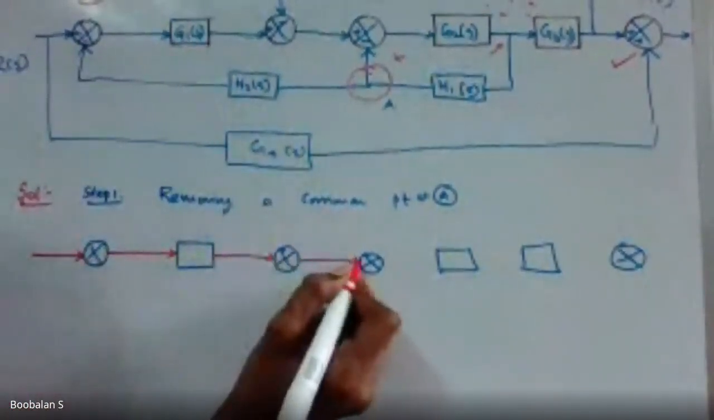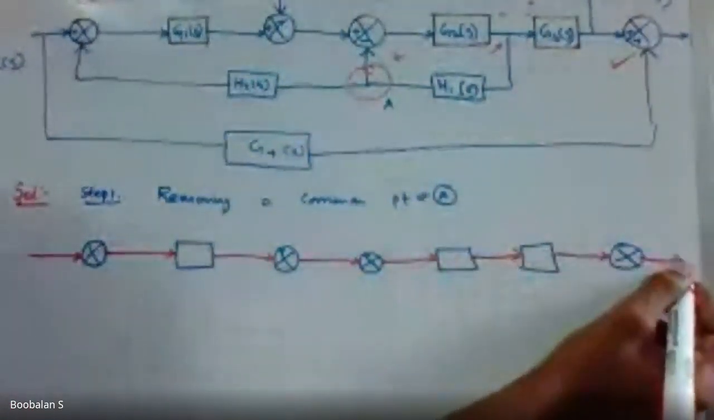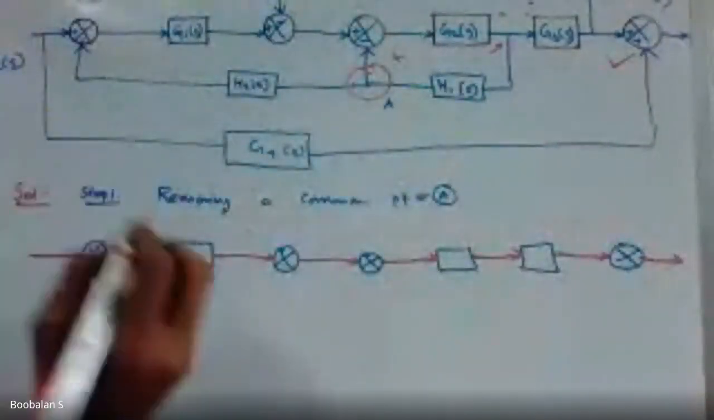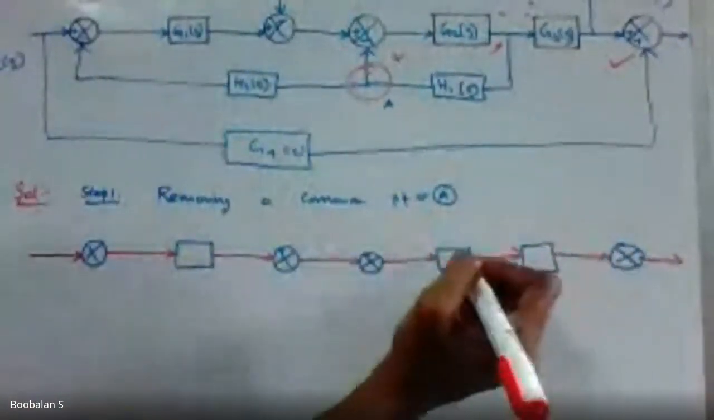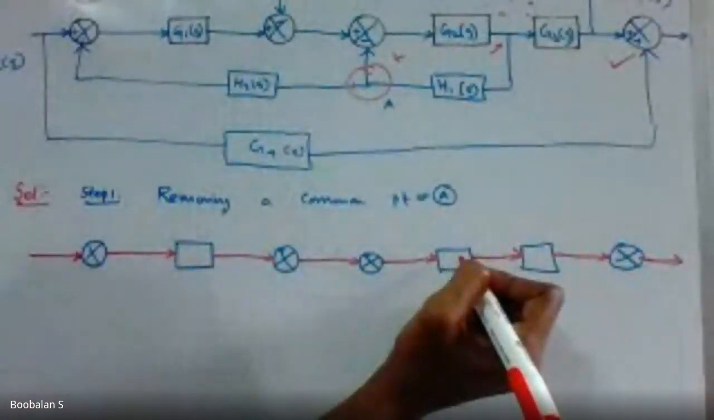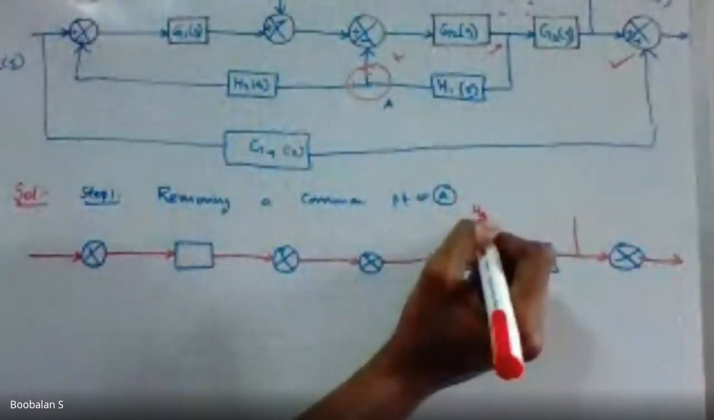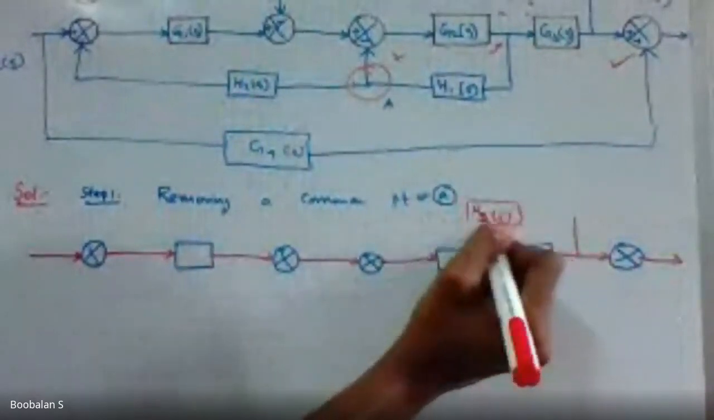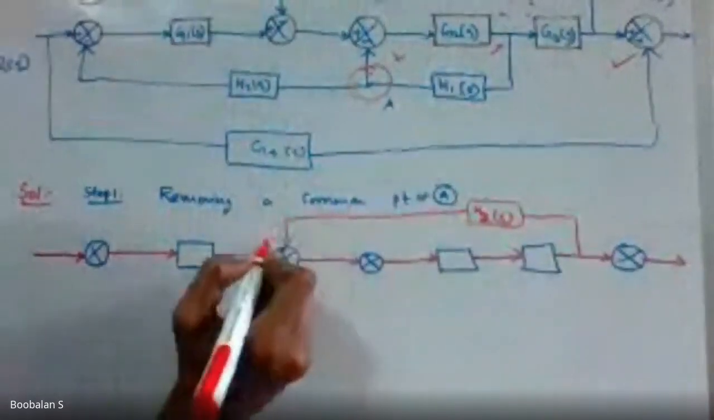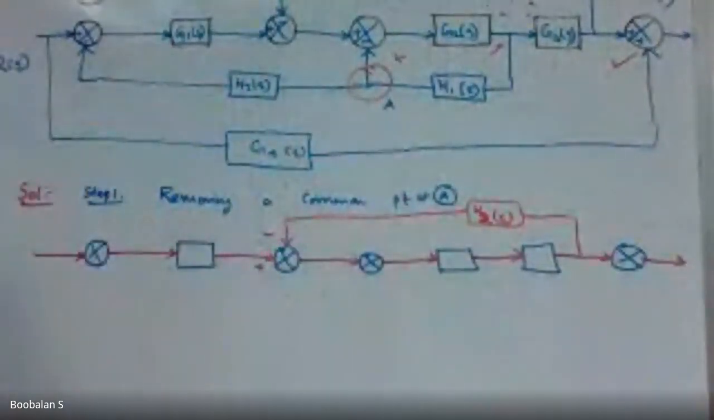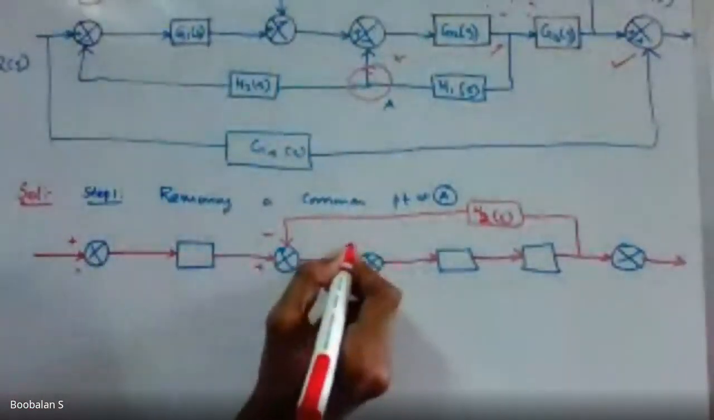So this is my front path. Make it fast. On the board it will be slow, but on paper it will be very easy. In your examination, use a scale and pen instead of normal freehand sketching. Now, H2 of this: there is a feedback, so minus plus. This is one path, and we'll have one more path, plus minus plus minus.